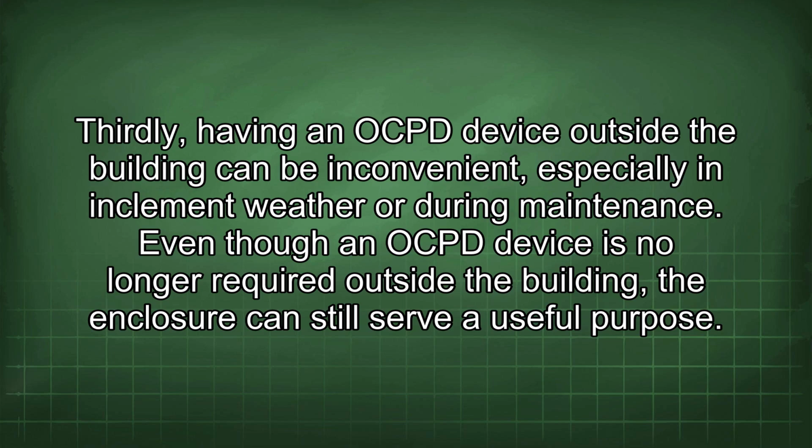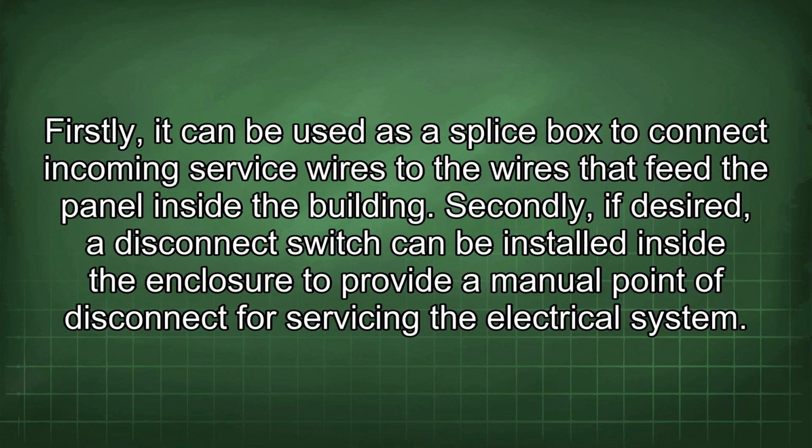Even though an OCPD device is no longer required outside the building, the enclosure can still serve a useful purpose. Firstly, it can be used as a splice box to connect incoming service wires to the wires that feed the panel inside the building. Secondly, if desired, a disconnect switch can be installed inside the enclosure to provide a manual point of disconnect for servicing the electrical system.